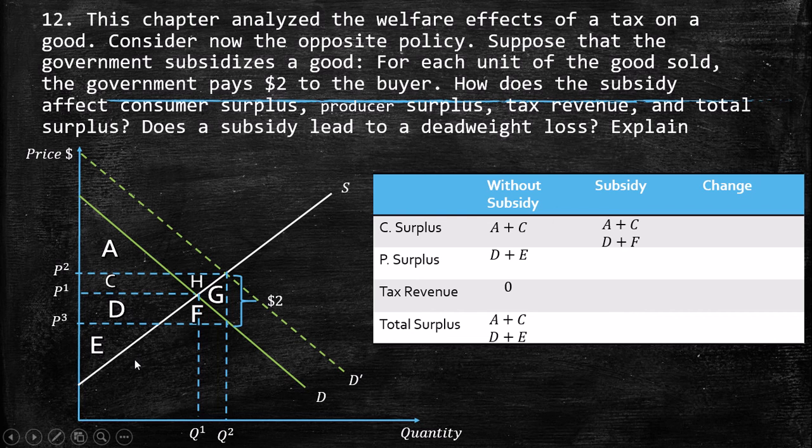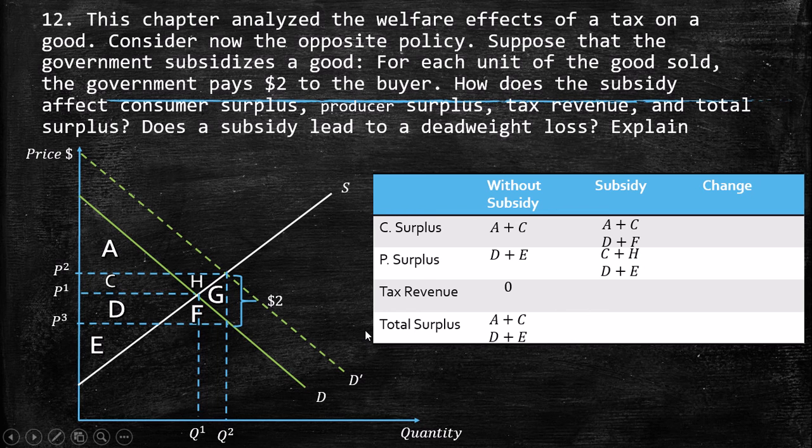Now with the subsidy. The consumers will pay just P3, okay? So they will buy Q2. So this is going to be the new price the consumer buys. Here we can analyze the consumer surplus as A plus C plus D plus F. Okay?